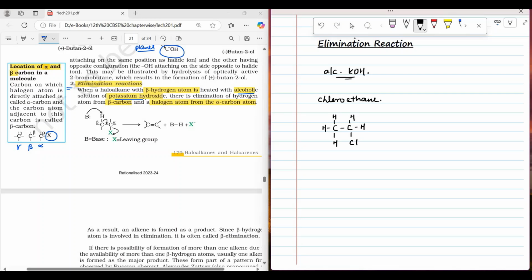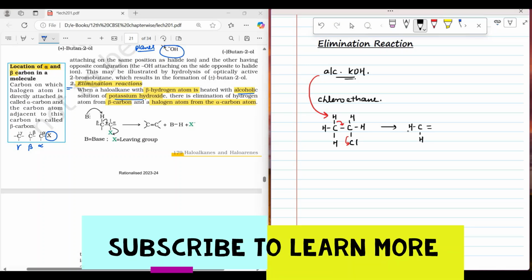When alcoholic KOH reacts with chloroethane, this alcoholic KOH will act as a base and it will abstract hydrogen in the form of an H plus ion. When it abstracts hydrogen in the form of an H plus ion, this sigma bond will move between the carbons, and chlorine will be removed in the form of a Cl negative ion. So here you will get the structure ethene. Here hydrogen is bonded to the carbon, and as the sigma bond moved between the carbons, you will get the double bond. Here hydrogen, here is another hydrogen. Chlorine left the molecule in the form of a Cl negative ion.